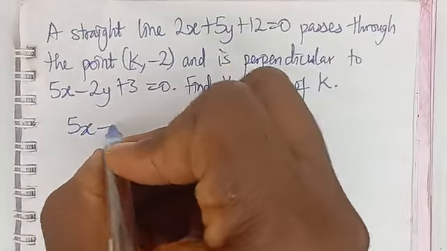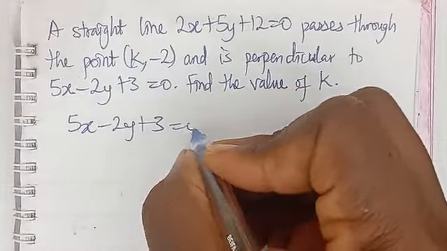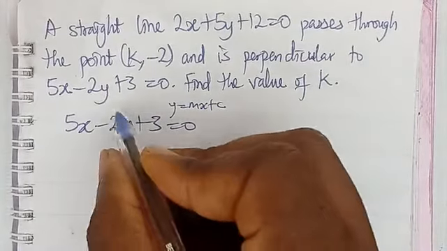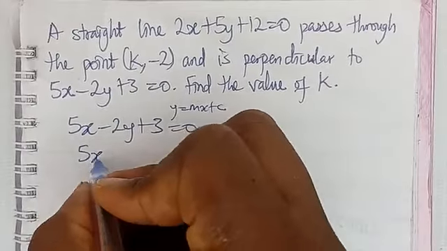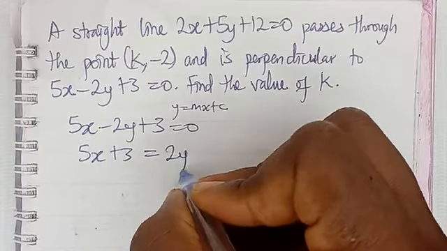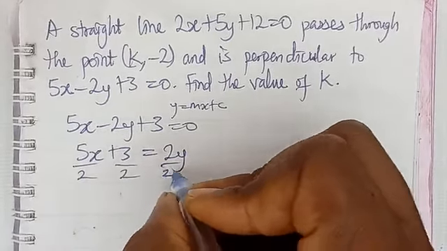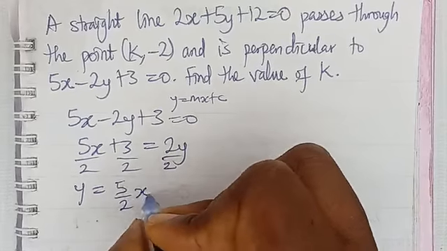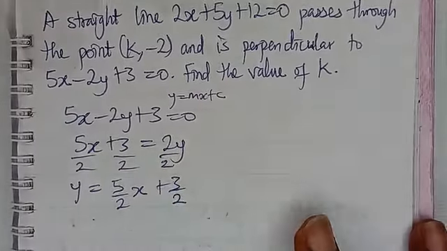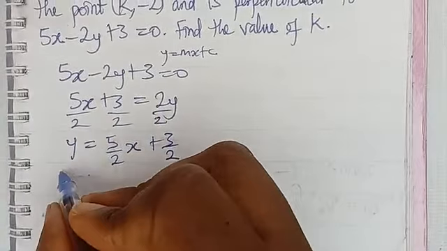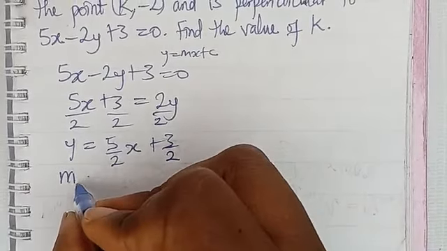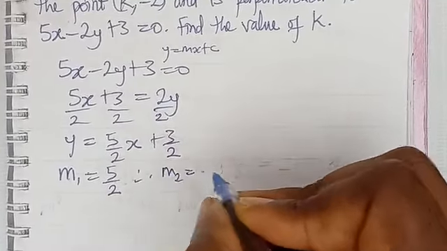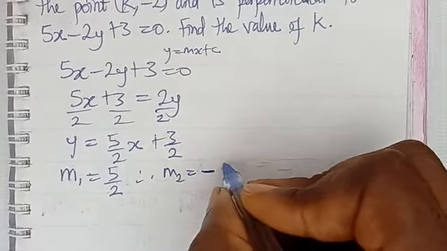We have 5x minus 2y plus 3 equal to 0. Let's get it in this form. So let's send this negative value of y over to this side. We have 5x plus 3 is equal to 2y. We divide everything by 2 so that we can now have that y is equal to 5 over 2 x plus 3 over 2. Therefore, m1 is equal to 5 over 2. So this leads us to say that m2 will be equal to the negative inverse of this, negative 2 over 5.